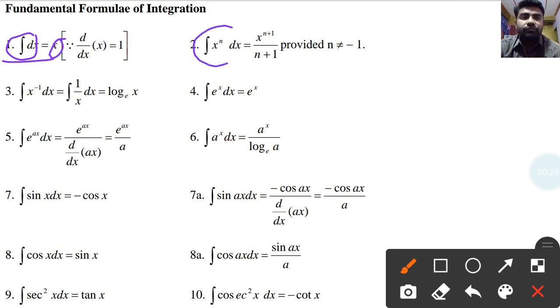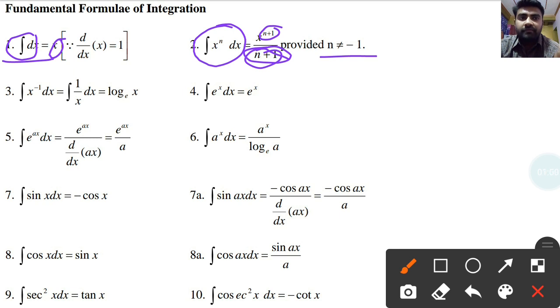Integration of x raised to n dx is power plus 1 upon power plus 1. So that is the simple integration formula of x raised to n, where n must not equal minus 1, right? Because if it is minus 1, then there will be 0 in the denominator, so the answer will be infinite.